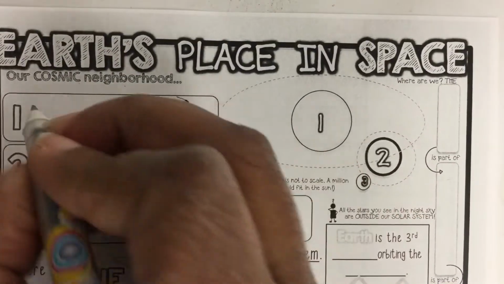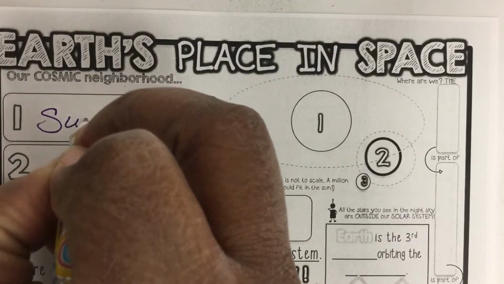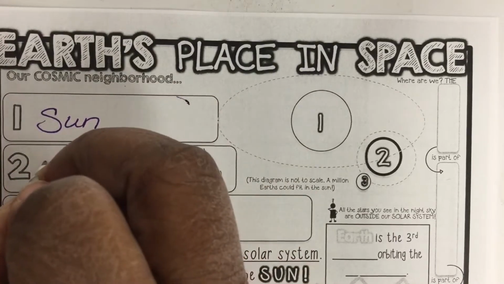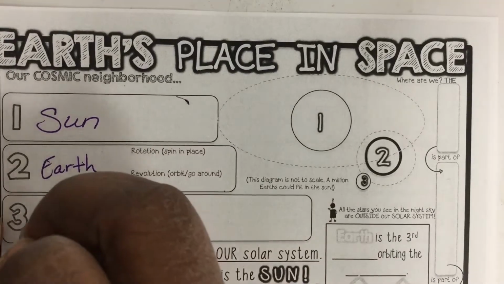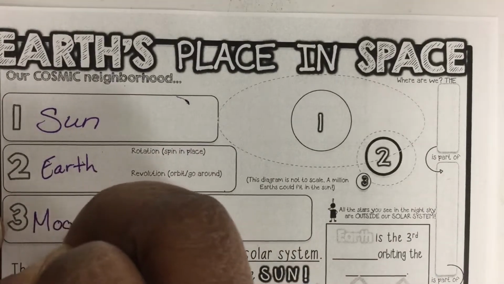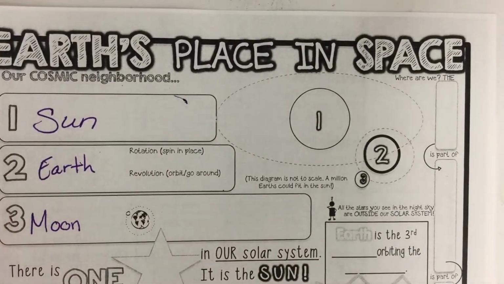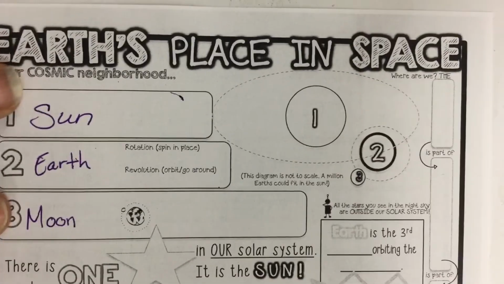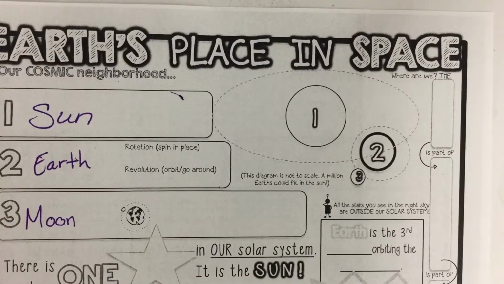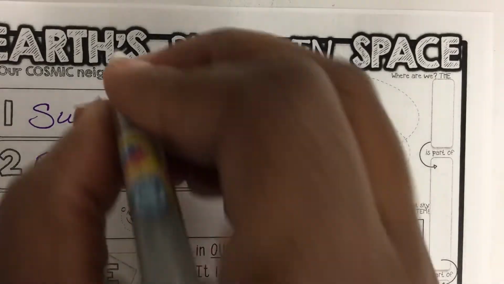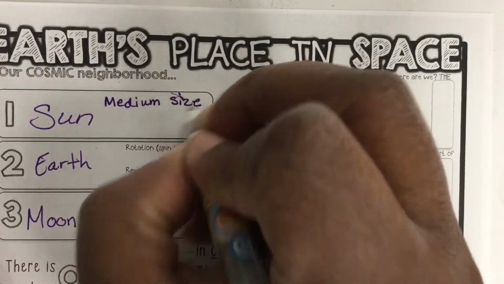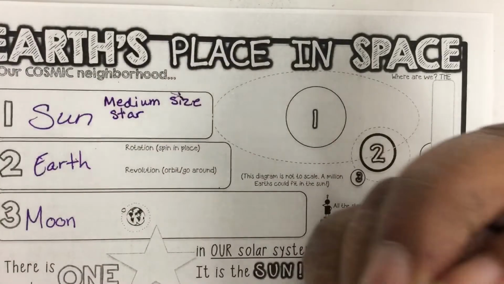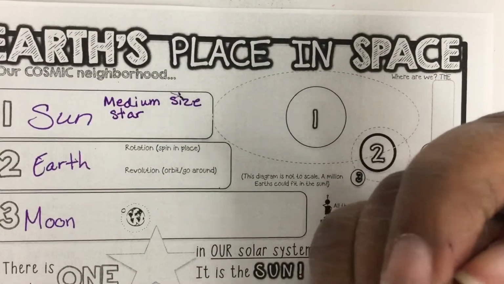In our cosmic neighborhood, we have the sun, our Earth, and the moon. So these are kind of like our neighbors. Our sun is a medium-sized star. And it is the only star in our solar system.